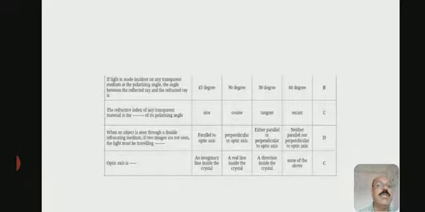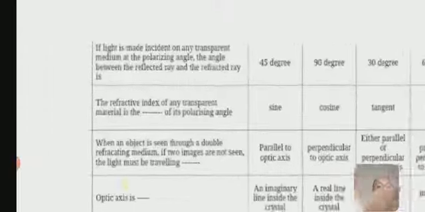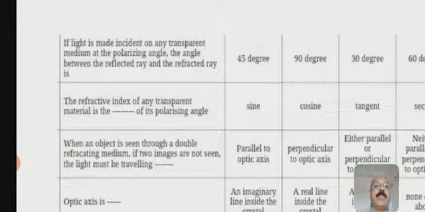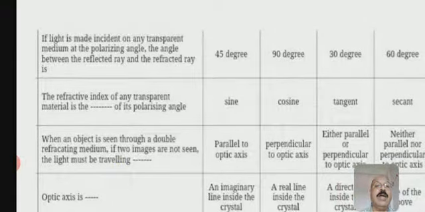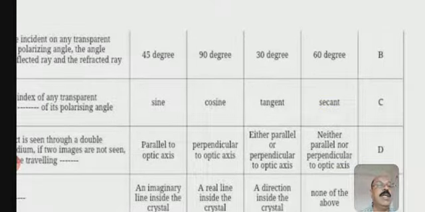Now we come to some multiple choice questions on this topic. Listen carefully and read the questions. If light is made incident on any transparent medium at the polarizing angle, the angle between the reflected and the refracted ray is: first option 45 degree, second option 90 degree, third option 30 degree, fourth option 60 degree. The answer is perpendicular, that is 90 degree.